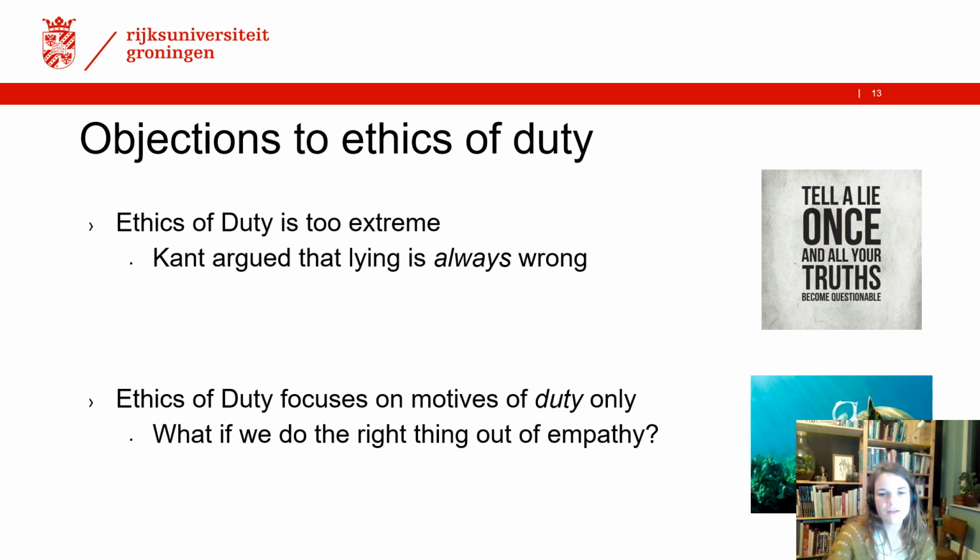An implication and an example that people often think of, if you think about the categorical imperative being too extreme, is the fact that lying, according to Kant, is always wrong, right? Imagine a world where everybody would tell lies, then promise keeping, having trustful relationships would no longer exist. That's not a world that we would like to live in, right? So lying is never right.